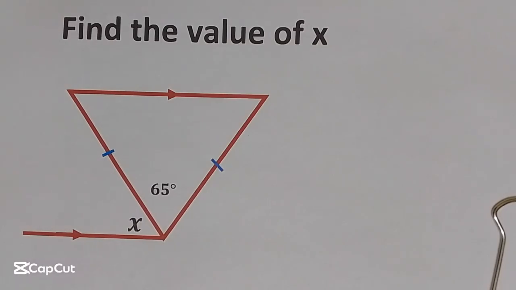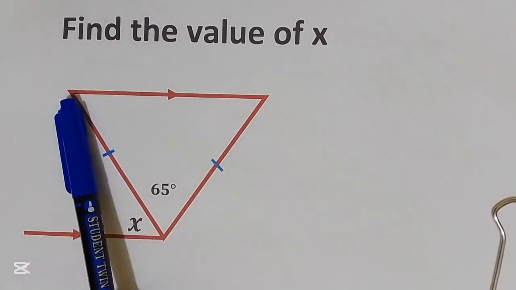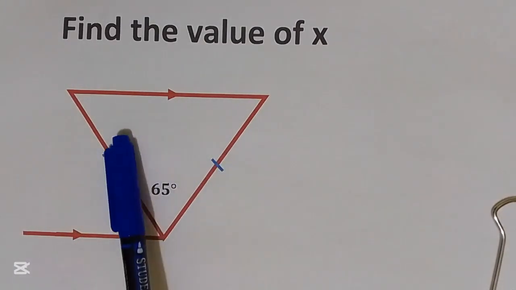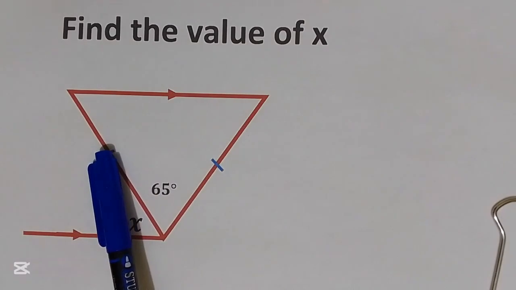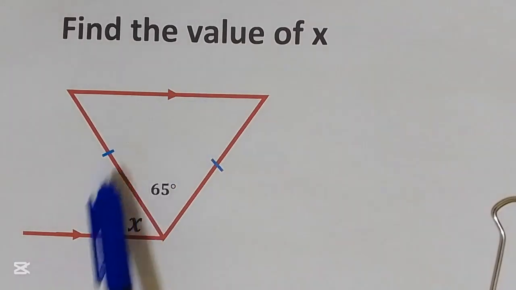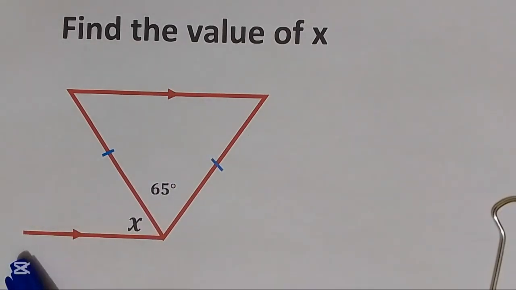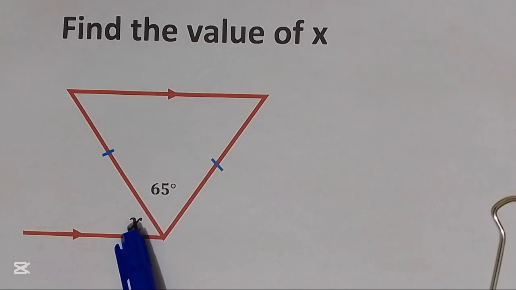We have a geometry question and we need to solve for x. They have given to us an isosceles triangle. They show it by using these signs, and also they gave us parallel lines. We are going to use those to find the value of x.